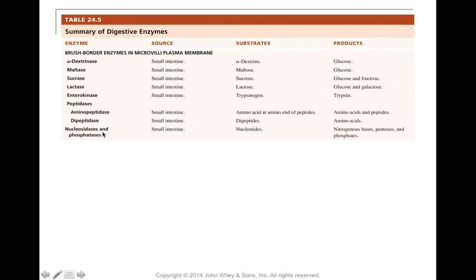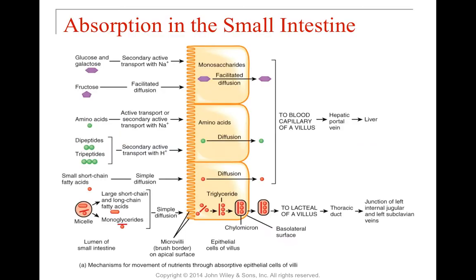And then the nucleosidases and phosphatases are going to be breaking down nucleotides into their nitrogenous bases, pentose, and phosphates. So pentose being a sugar, and phosphates. These are the building blocks of a nucleotide, right? A sugar, a phosphate, and the nitrogenous base.